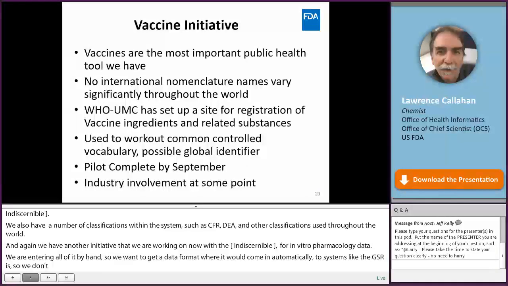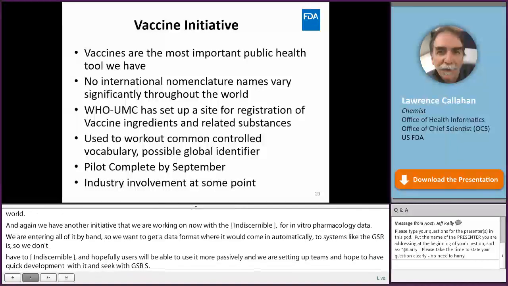We also have a vaccine initiative, and again, I don't need to tell you that vaccines are the most important public health tool we have. They can literally save the world as they're doing now, but there's no international nomenclature. Names vary significantly throughout the world. As TJ showed, the product names, you'd think there were 3 different products for the Pfizer vaccine because of the way they're named throughout the world, but they're really the same product. So, you really need international nomenclature for this thing to sort things out.